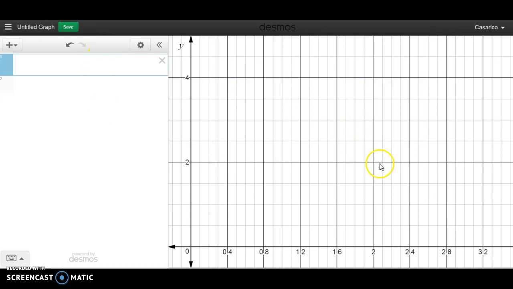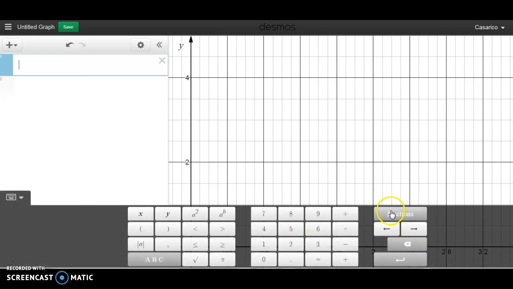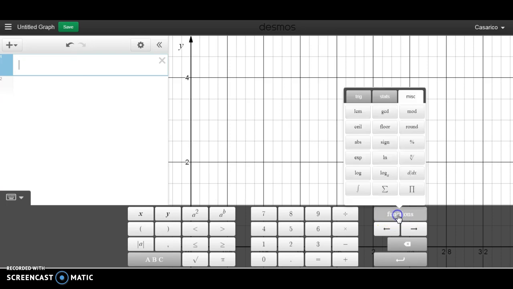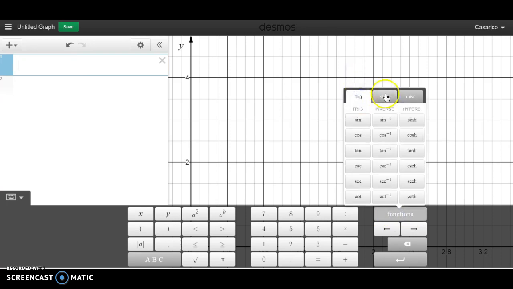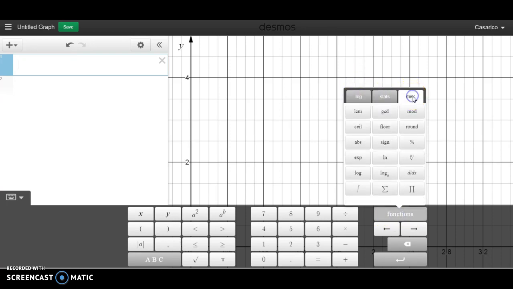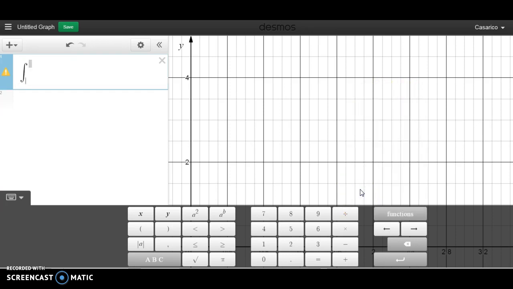Here is a blank Desmos screen for graphing. You don't even need to graph to be able to do an integral. If you bring up the keypad, right here under functions, there's trig, there's stats, you want to go to miscellaneous, and at the bottom there's your integral symbol. Select that.